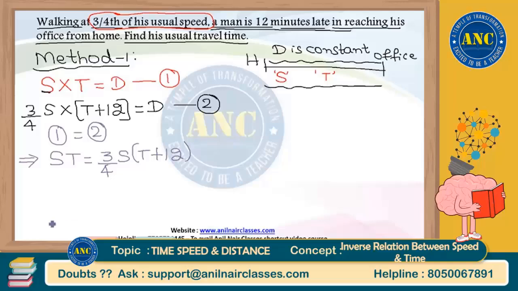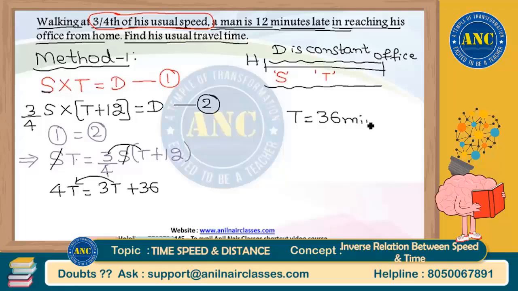If I simplify further, s will cancel out. Cross multiply. This is 4 into t is equal to, here also multiply, 3 into t plus 3 into 12, which is 36. 4t minus 3t is nothing but t. T is equal to 36 minutes.